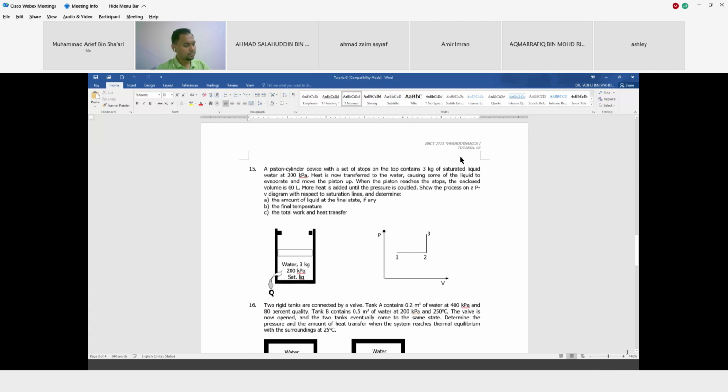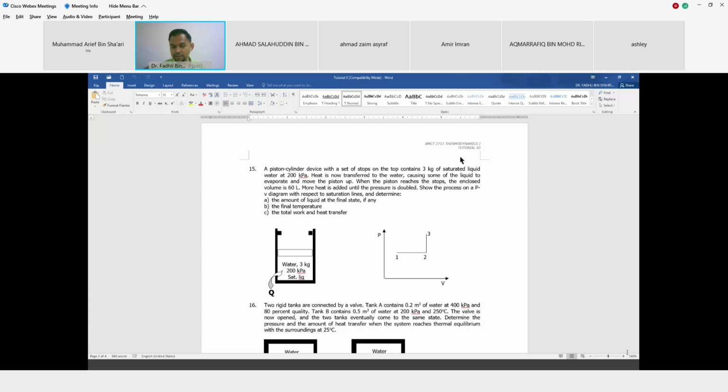Question number 15. A piston cylinder device with a set of stops on the top contains 3 kg of saturated liquid water at 200 kilopascal. Heat is now transferred to the water, causing some of the liquid to evaporate and move the piston up. Piston up means that only the piston is moving, not the system. The system is piston and cylinder. So the cylinder is not moving.